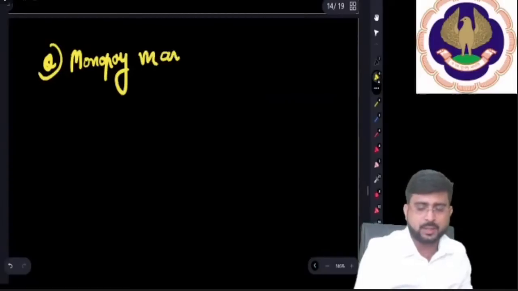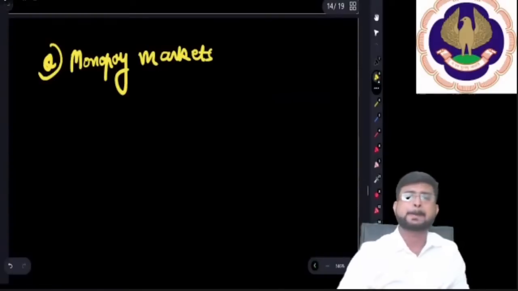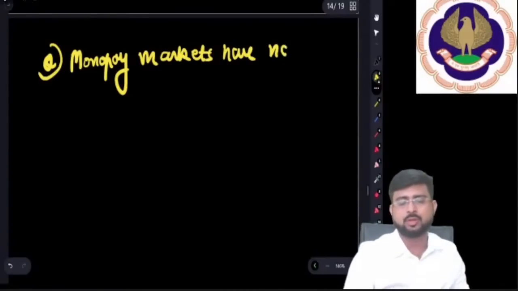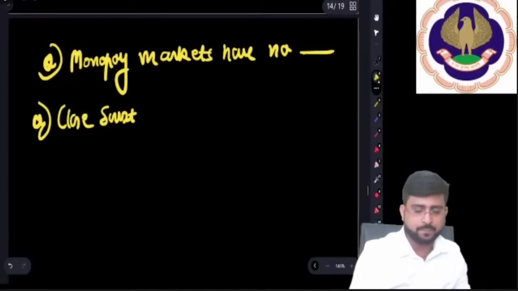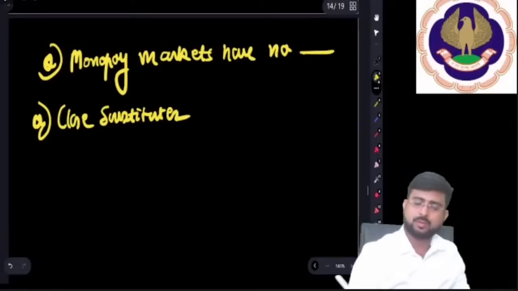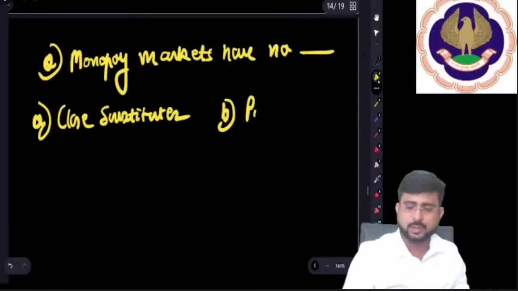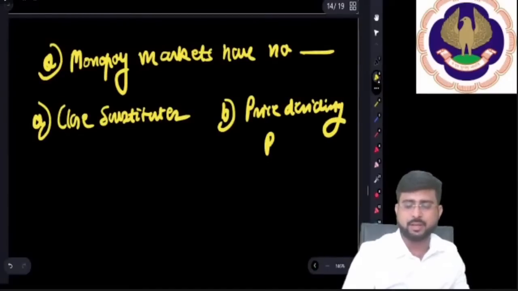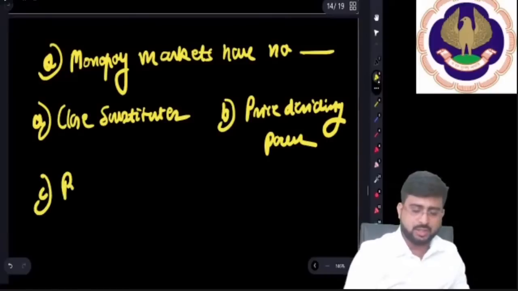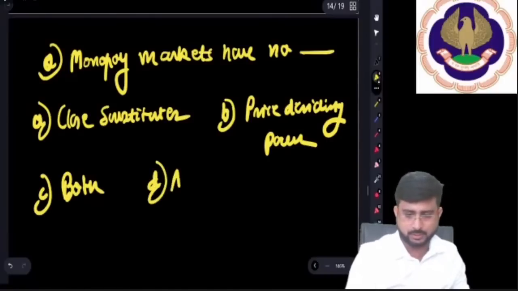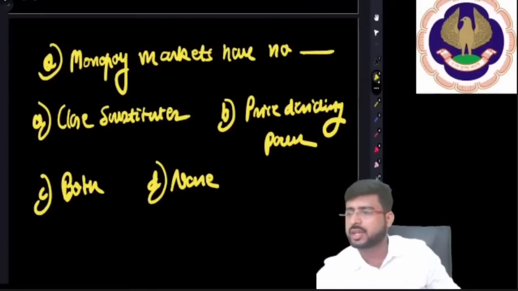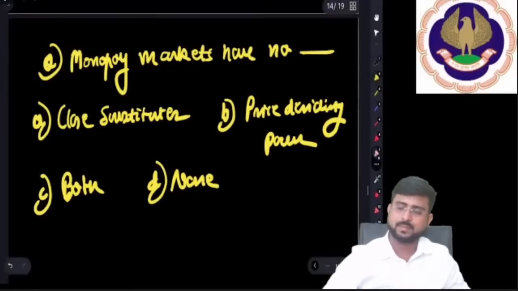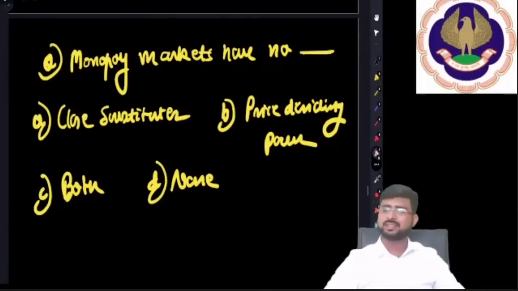Monopoly markets have: A, no close substitutes; B, price deciding power; C, both; D, none. Come on everyone, which one do you think is the correct answer?